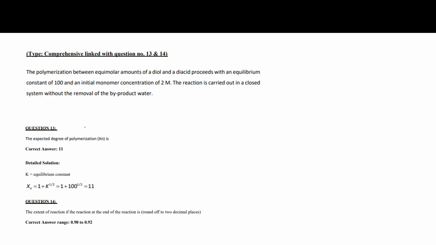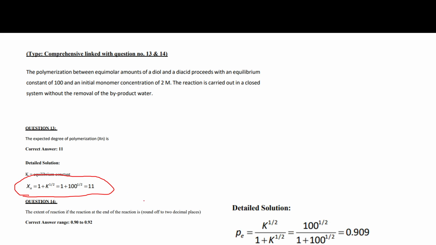Now the next question: if you know that equation, you can directly get the answer for how the degree of polymerization is related with the rate constant, and how the extent of reaction is related with the rate constant. You have to remember only the relation between the extent of reaction and the rate constant, and the extent of reaction with the degree of polymerization.